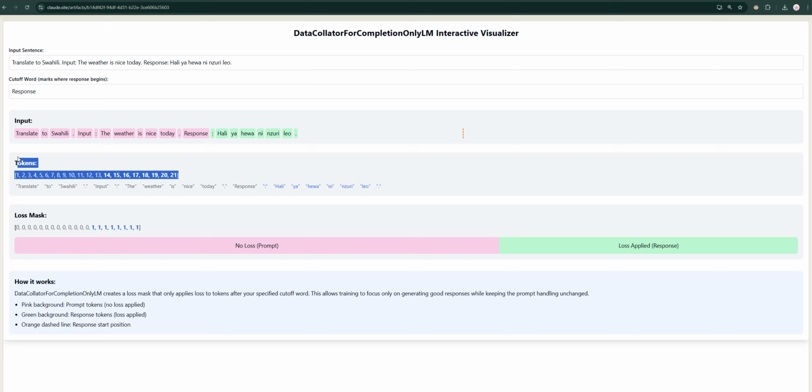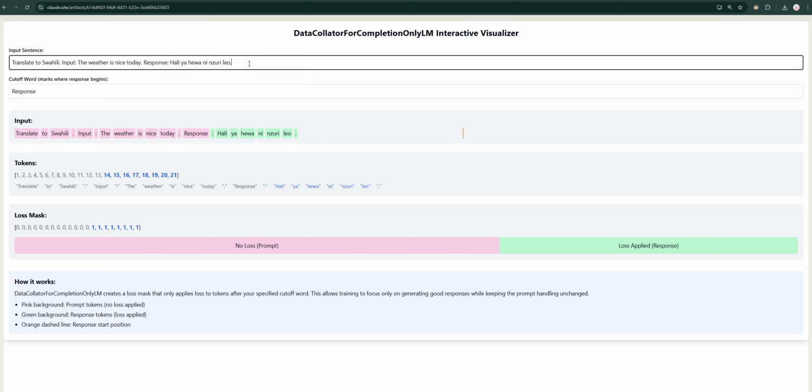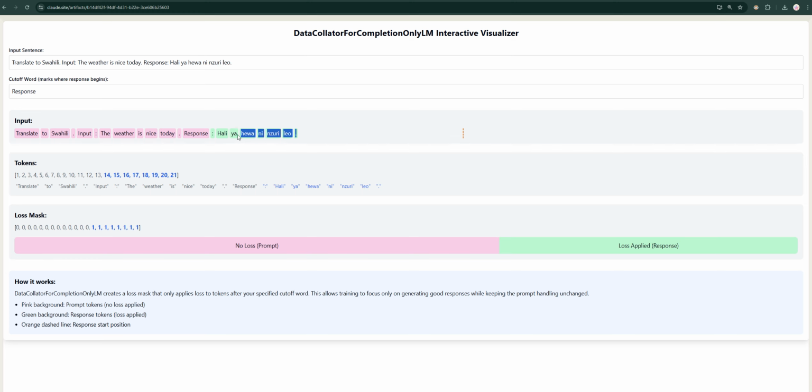Imagine an example like, translate to Swahili. Input: the weather is nice today. Response: instead of predicting every word, the model zeroes in on just the translation.